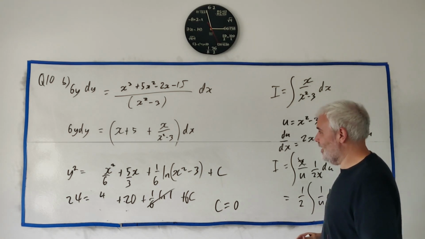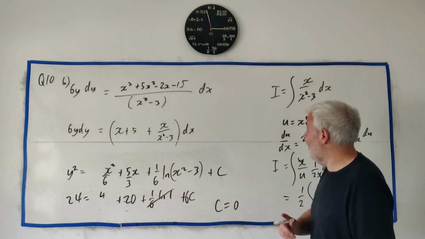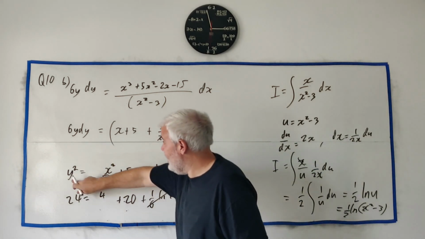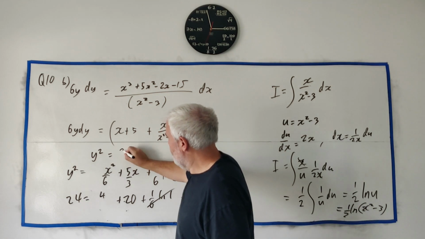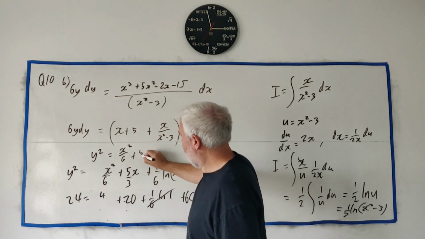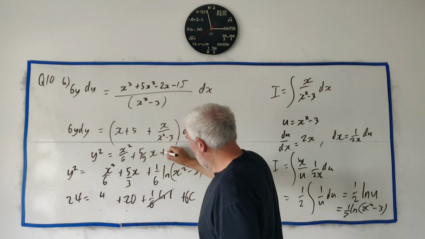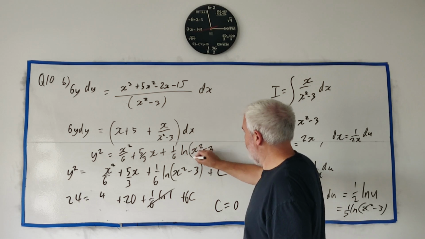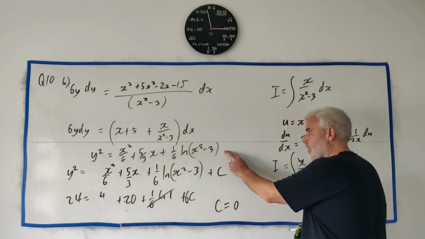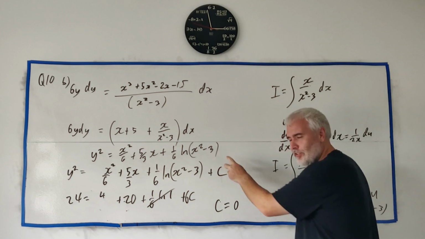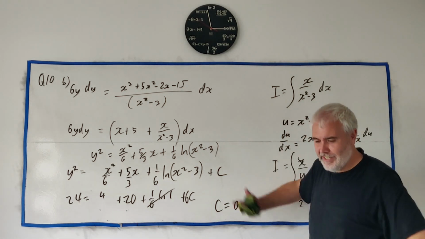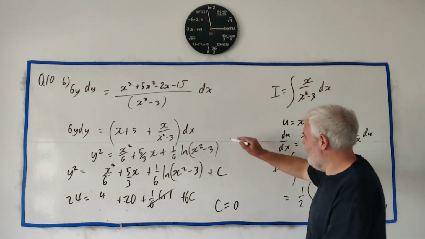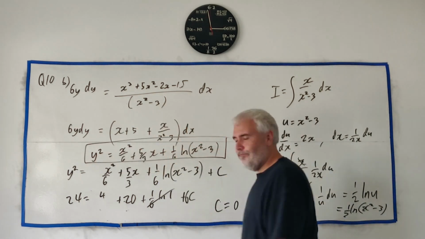But I'm guessing they would want you to write one more line. I don't really have room for it, so I'm going to put it in up here. That line is this line. y squared equals x squared over 6 plus 5 over 3 x plus 1 over 6 natural log of x squared minus 3, without the c. Oh, sorry, they definitely want this down here because this looks like you just forgot the c up here. They probably want you to write this line one last time at the very end. This is the very end. They want you to write that.